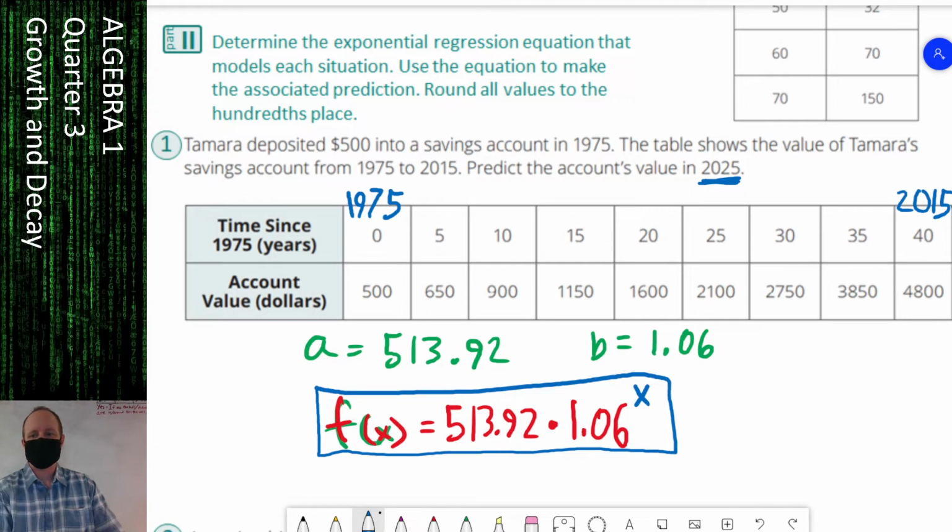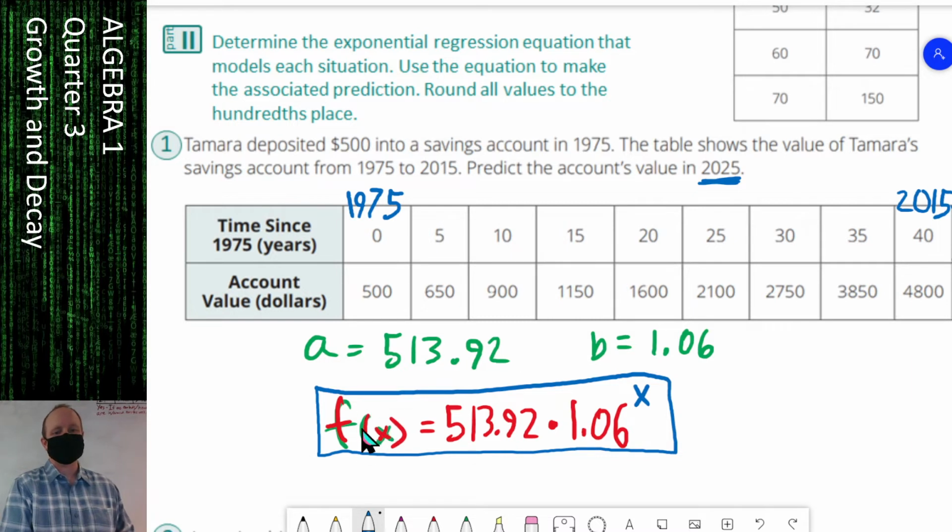Exactly, 50. So if there was an extension on your table and you had a 50 here, we would be looking for this number right here. And we could plug in 50 right here, and it would tell us what that number is. But on some of these, you're going to be given not a year, but an amount of money, and you're going to be asked to figure out how long it would take to get there.